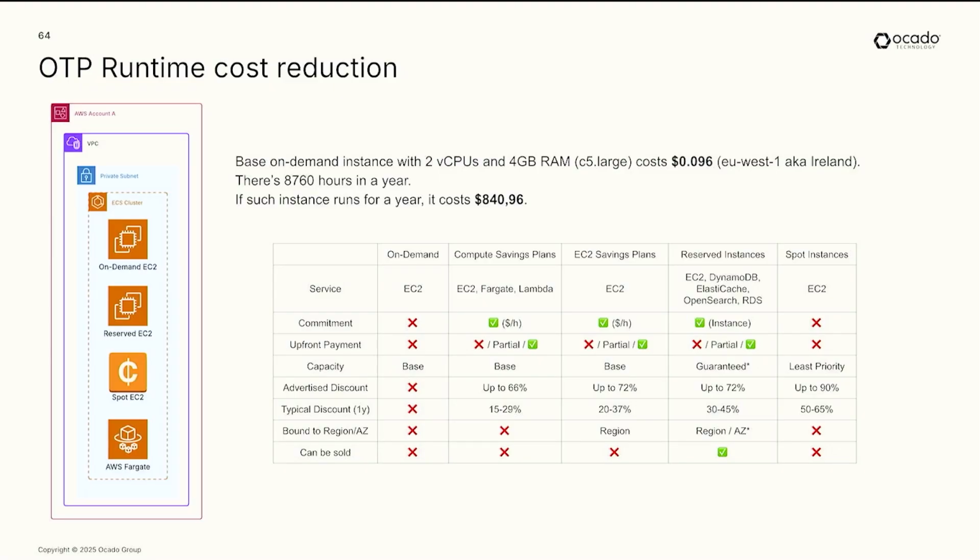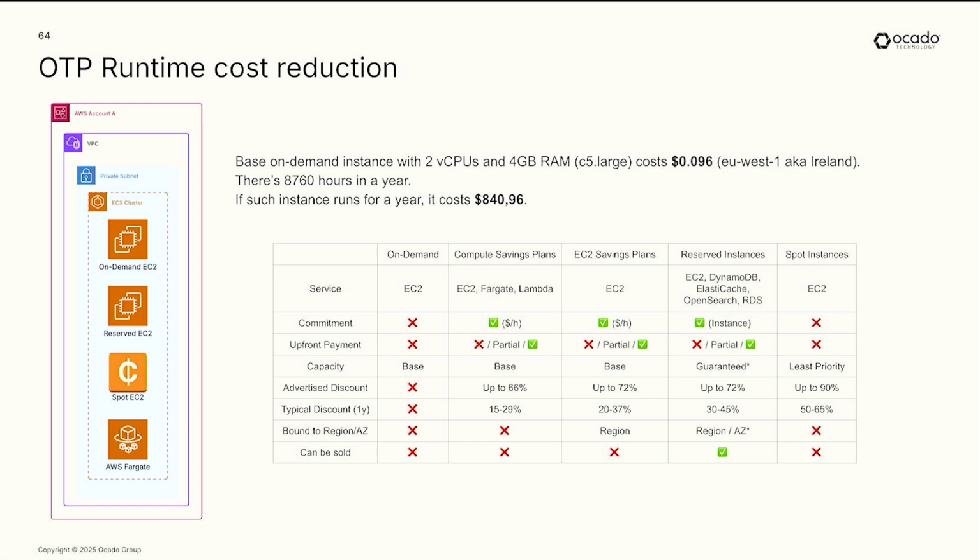Anybody familiar with the concept? Yes. Yeah, sounds good. So, no commitment. You're using the capacity that AWS has underutilized. It's sitting idle in their data centers, and they sell it for a very discounted price. Technically, up to 90%. What we observed is 50 to 65% of discount.